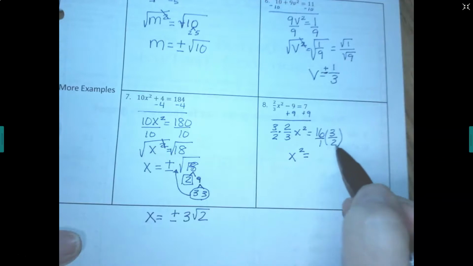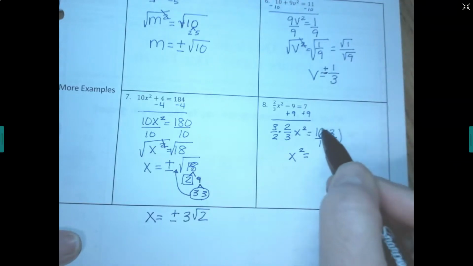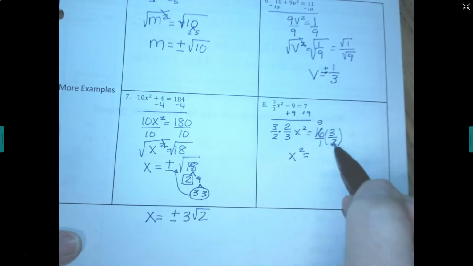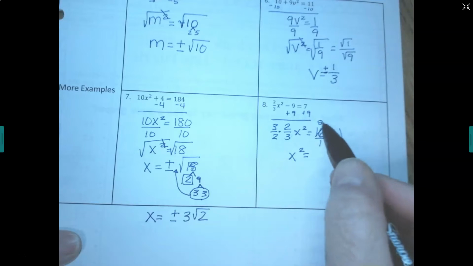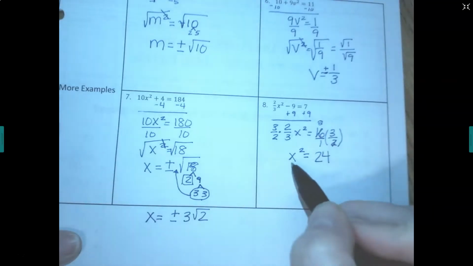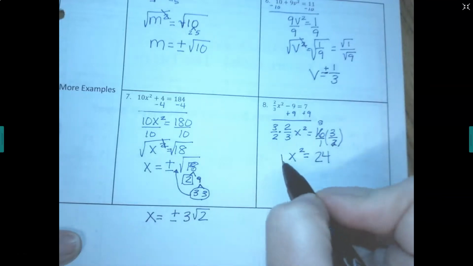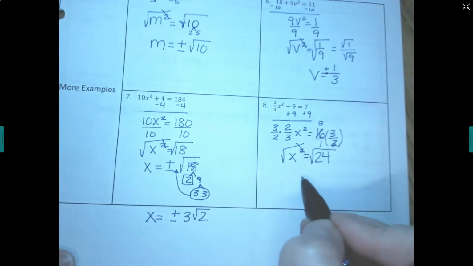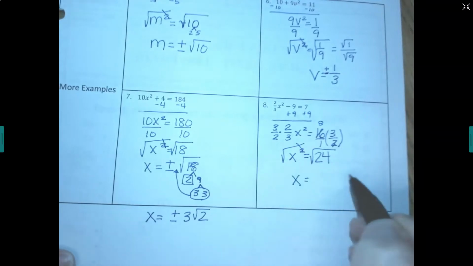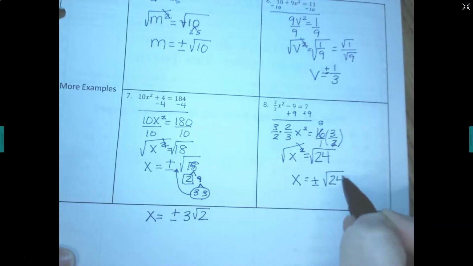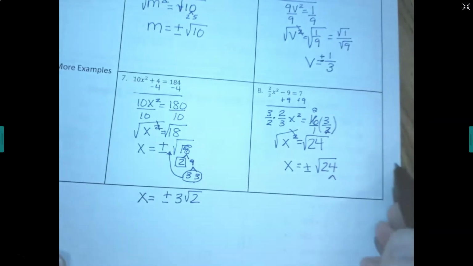equals, now I'm going to do some simplifying here. This 2 can reduce with this, and that will become an 8. So now I just have 1's on the bottom, so I don't have to worry about them. And 8 times 3 is 24. My term being squared is all by itself. Square root it. The square root cancels the square, leaving just the x equals plus or minus the square root of 24, and then we got to start breaking that down.